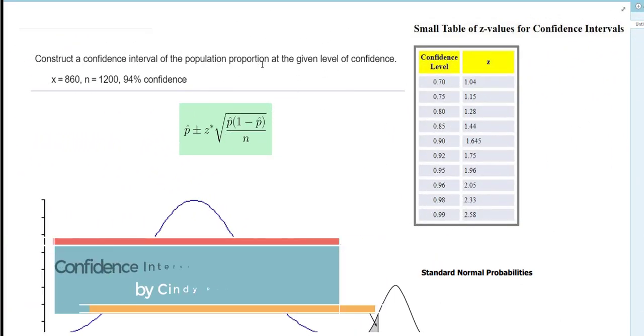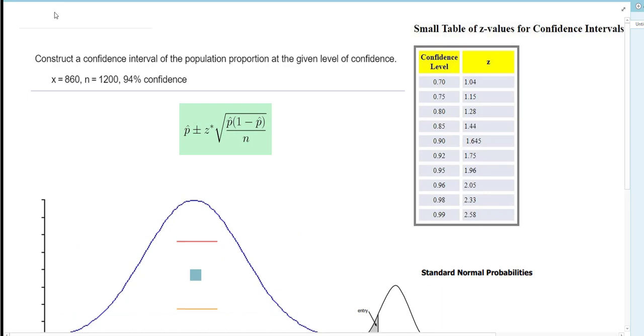Okay, this is one of your homework questions from Module 3. In fact, it's question number 3 that a student asked, so I thought it'd be worthwhile to actually see this worked out. So they're asking you to construct a confidence interval of the population proportion. As soon as I read that, I go, oh, I have a formula for that. So that's the formula. And we're given this information: x equals 860, n equals 1200, and I want 94% confidence.